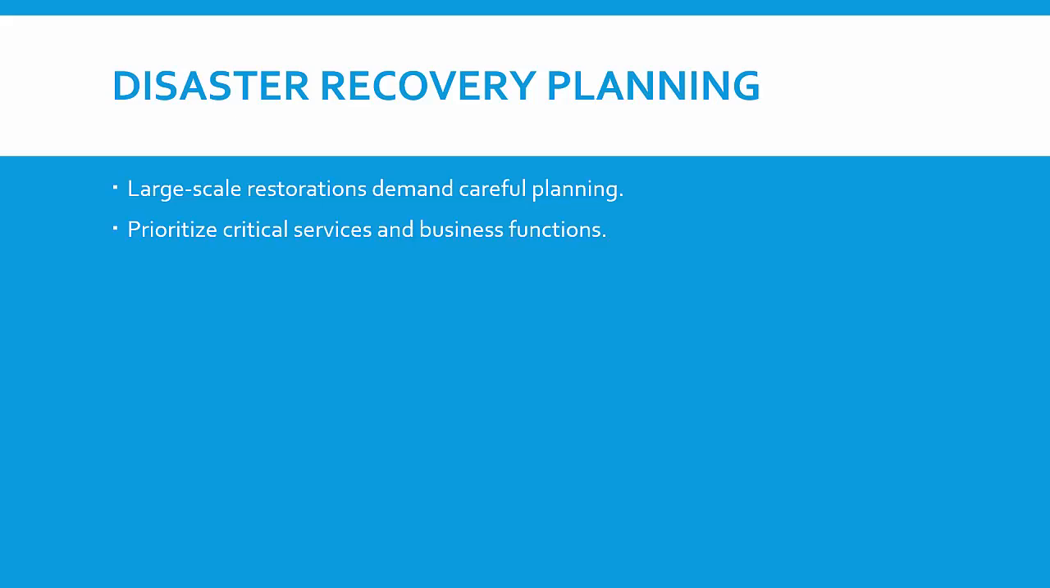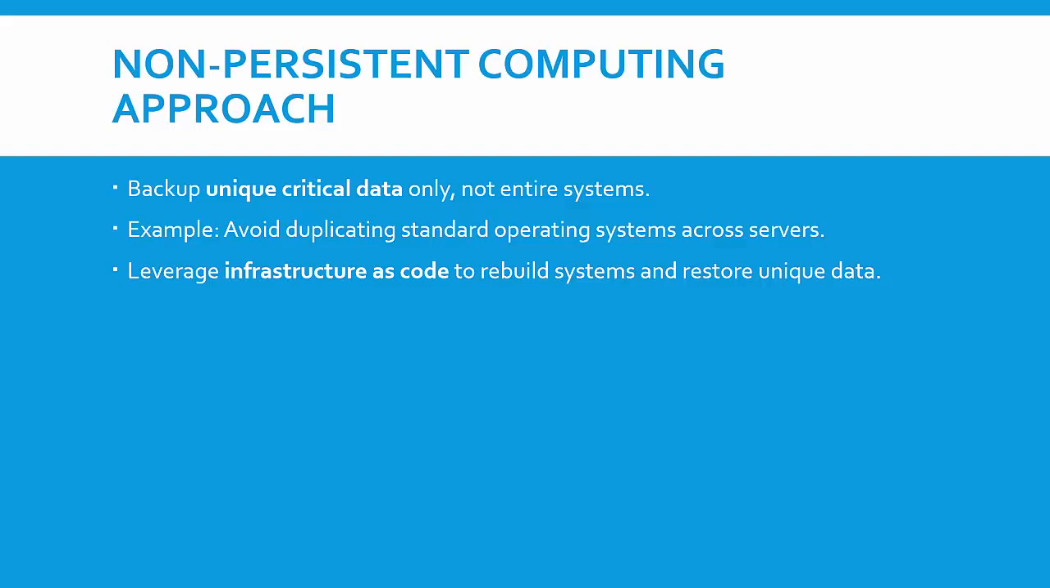When dealing with large-scale restorations, such as after a disaster, it's vital to prioritize. Restoring critical services and business functions ensures minimal disruption. Non-persistent computing emphasizes efficiency. Instead of backing up entire systems, focus on critical data. Using infrastructure as code, you can quickly rebuild systems and recover only the unique data.